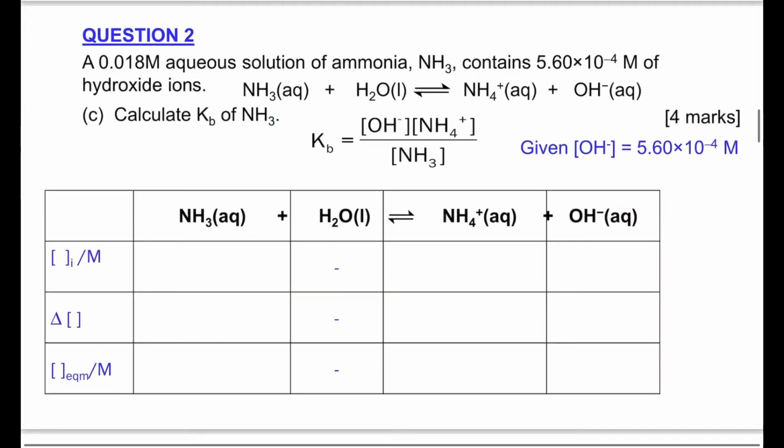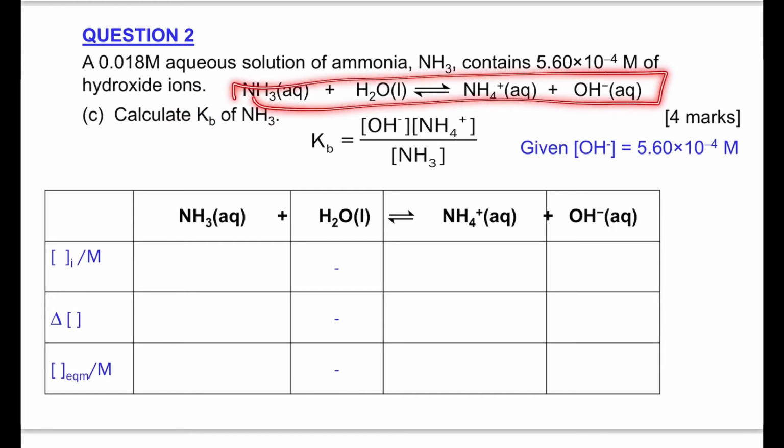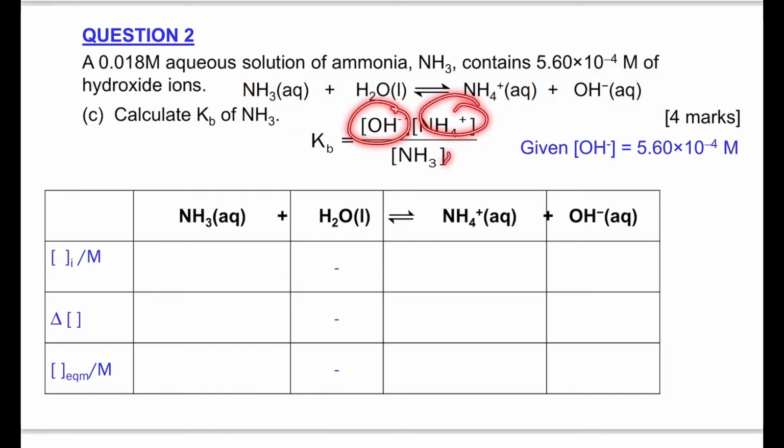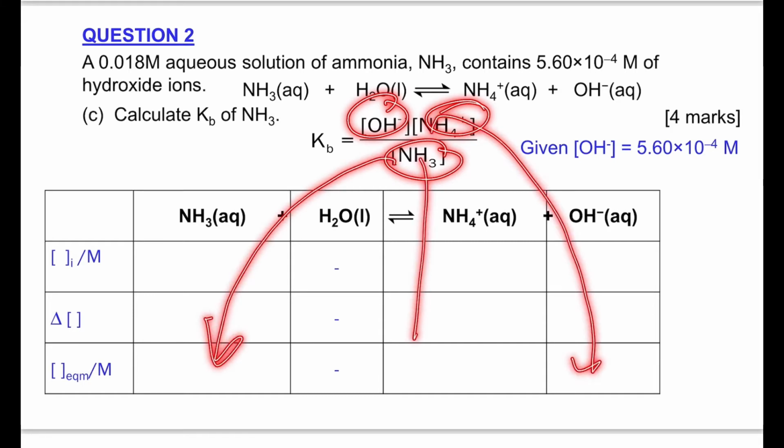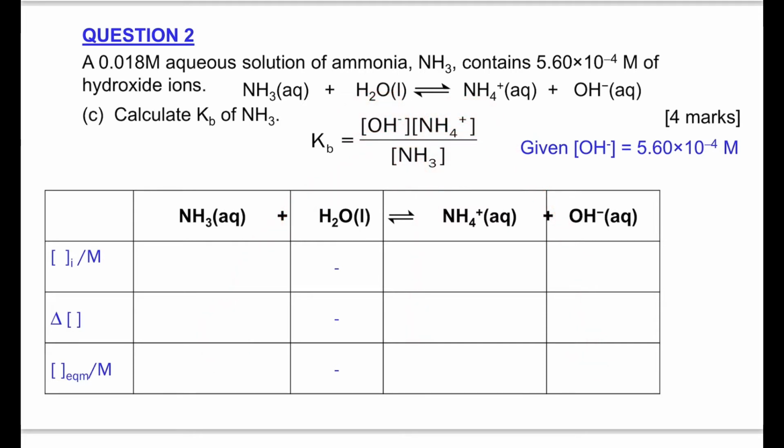Part c is calculate the Kb for ammonia dissociation. Based on your dissociation equation, we substitute into the Kb expression, and the value that we need to substitute into the Kb expression must be the concentration at equilibrium. Therefore, we need to construct the ICE table of concentration. Okay, I repeat, whatever value substitute into the Kb expression must refer to the concentration at the equilibrium. Therefore, we need to construct the ICE table.